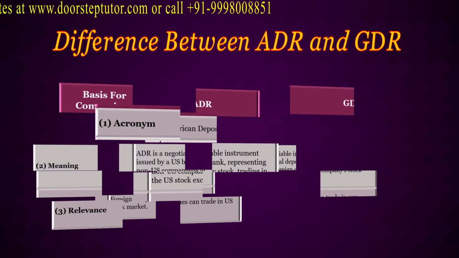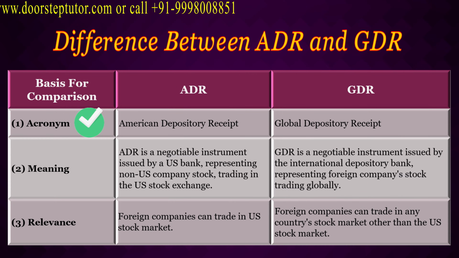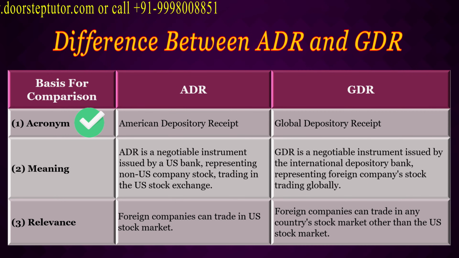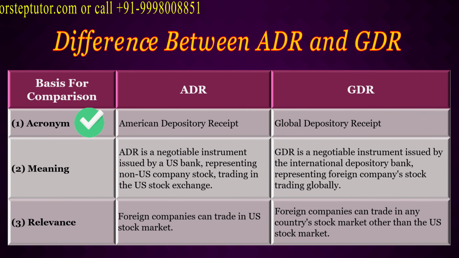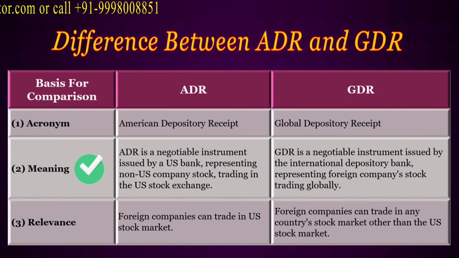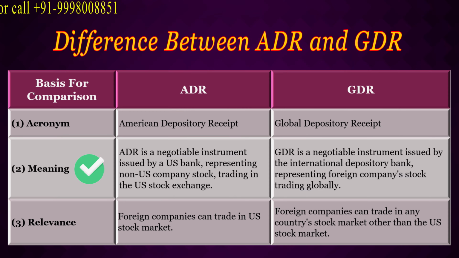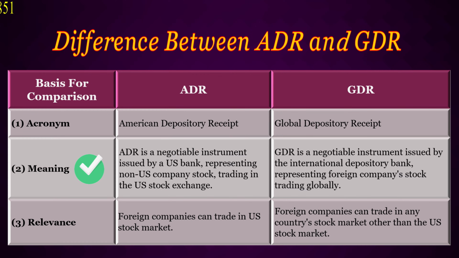Let's have a look at the difference between ADR and GDR. First is full form. The full form of ADR is American Depositary Receipt, and the full form of GDR is Global Depository Receipt, as we all know. Next is meaning. ADR is a negotiable instrument issued by a US bank representing non-US company stock trading on a US stock exchange. And GDR is a negotiable instrument issued by an International Depository Bank representing foreign company stock trading globally.